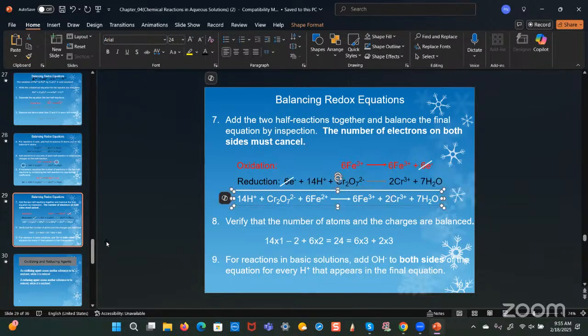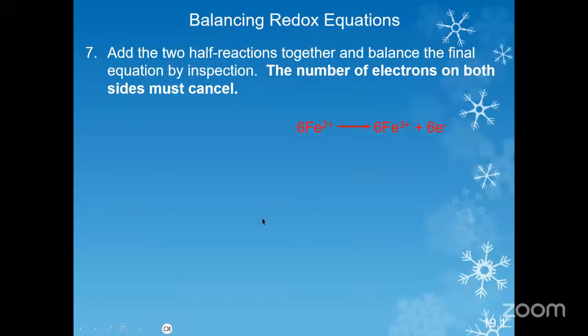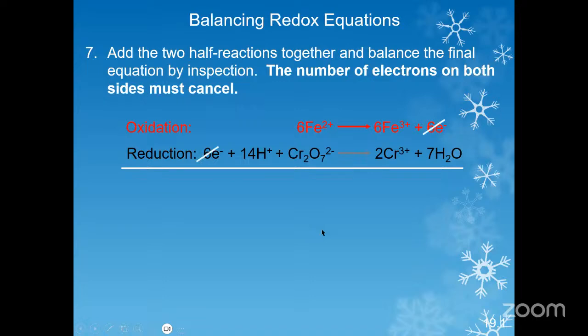Okay, leave it at that. All right, so let me go back to full screen. All right, so now you're going to add these 2 equations together, and as I said before, these 6 electrons will cancel out with those 6 electrons, like so, and then you simply write down what is left, and that would be the final answer. That would be the balanced redox equation.